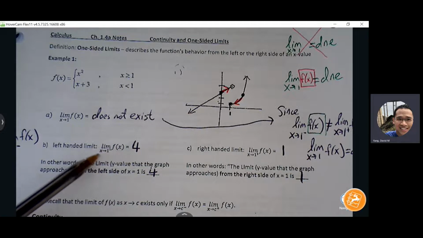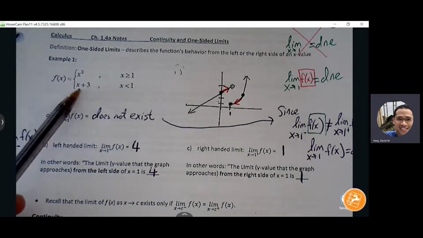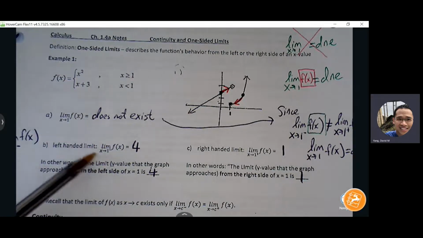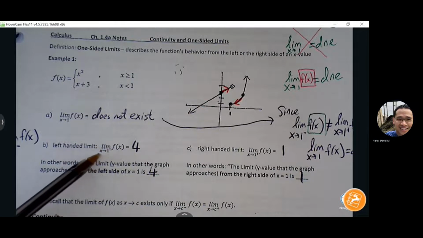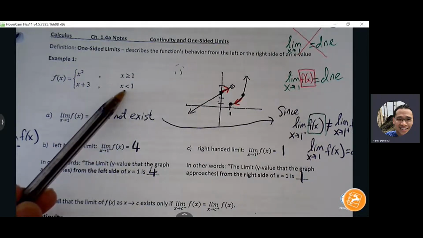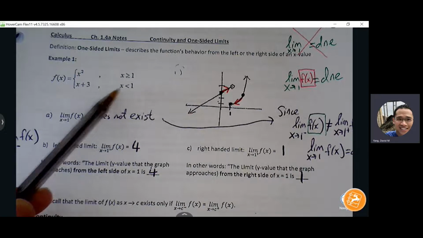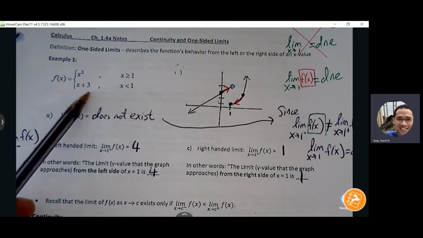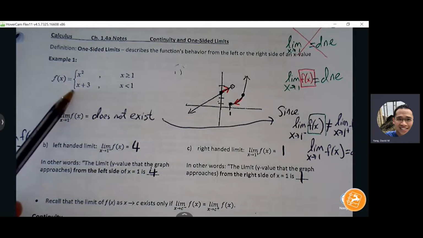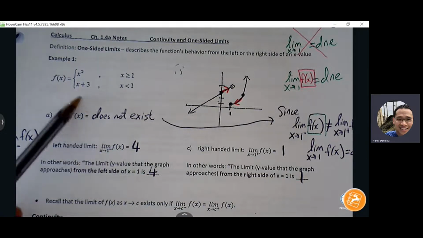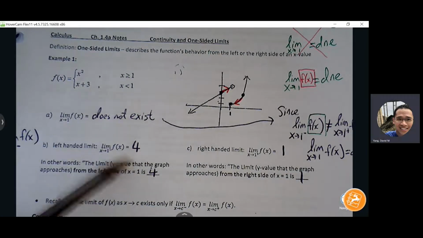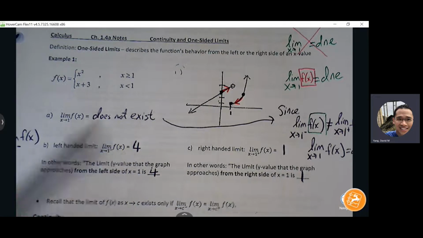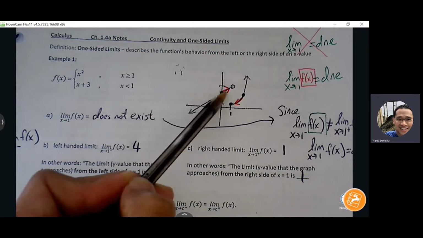So which of these piecewise functions has values less than 1? First or second? Second, because we see x is less than 1. Okay, so that's telling us this is referring to this function. So we insert 1 into the second function. If I insert 1 for x, 1 plus 3 equals 4. So same conclusion that we were able to reach if we had the graph in front of us.